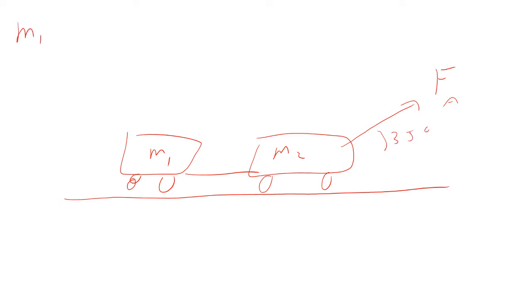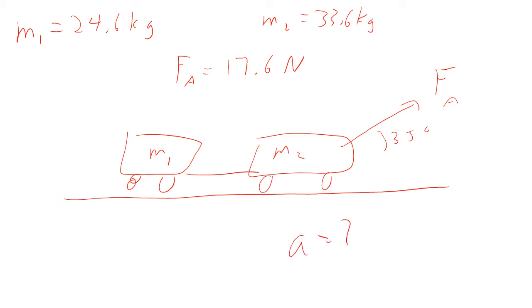Let's say that M1 is going to be 24.6 kilograms. Let's say that M2 is going to be 33.6 kilograms. Let's say that my applied force is going to be 17.6 newtons. So I want to know what is the acceleration of these wagons as I'm pulling.